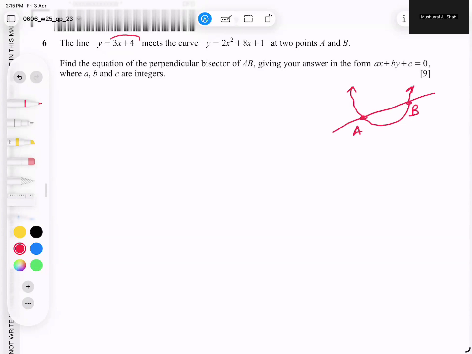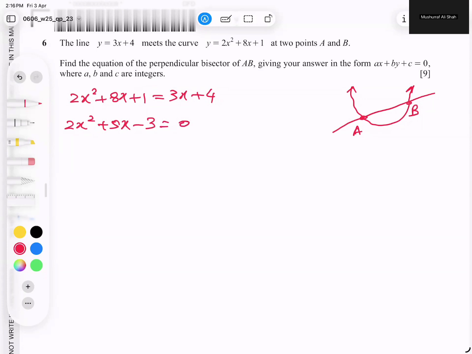First of all, I'm going to replace this y value here. Both are okay. So 2x squared plus 8x plus 1 equals 3x plus 4. Bring all values to the left side, subtract 3x, and I get 2x squared plus 5x plus 3 equals 0. Sorry, not plus 3, minus 3.